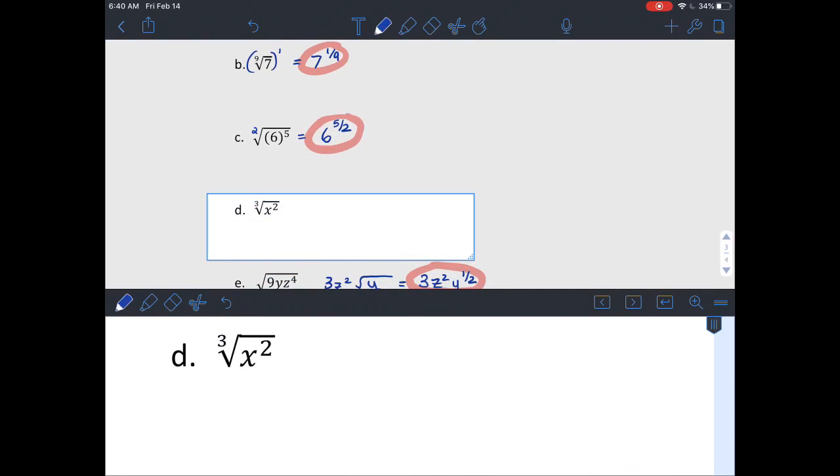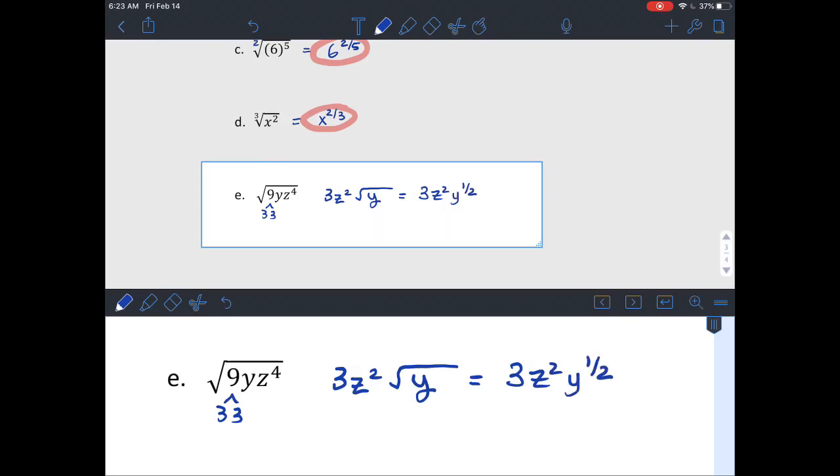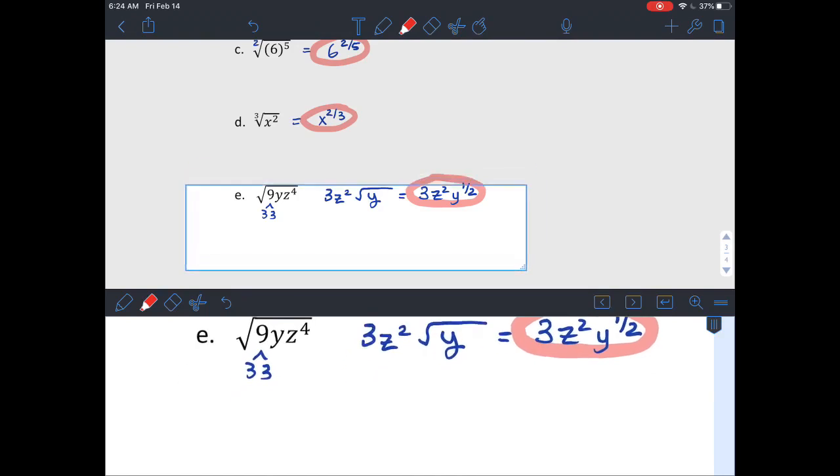The next one has a variable, but it's really no different. It's the second power and third root, so x to the 2/3. I'm going to simplify a little bit before we switch this one to exponent form. So square root of 9 is 3, and then I can also take 2 groups of 2 factors of z out, and then I'll have my 3z squared, and since it's the square root of y, it'll be y to the 1/2 in exponent form.